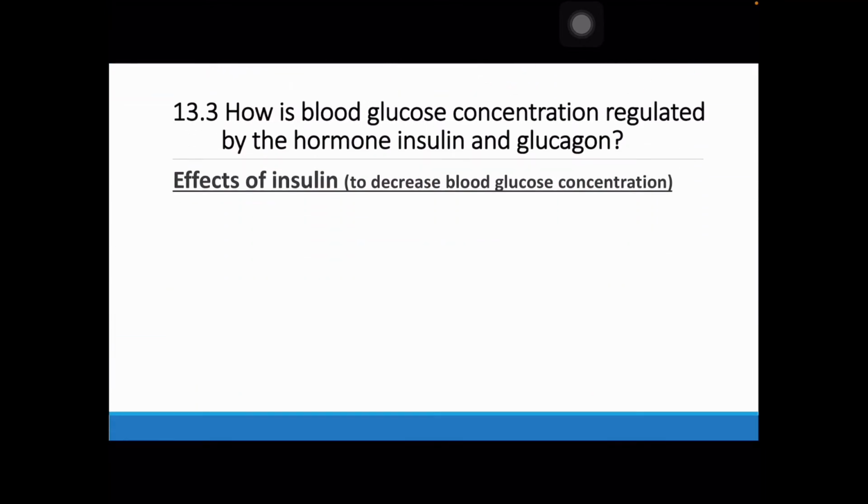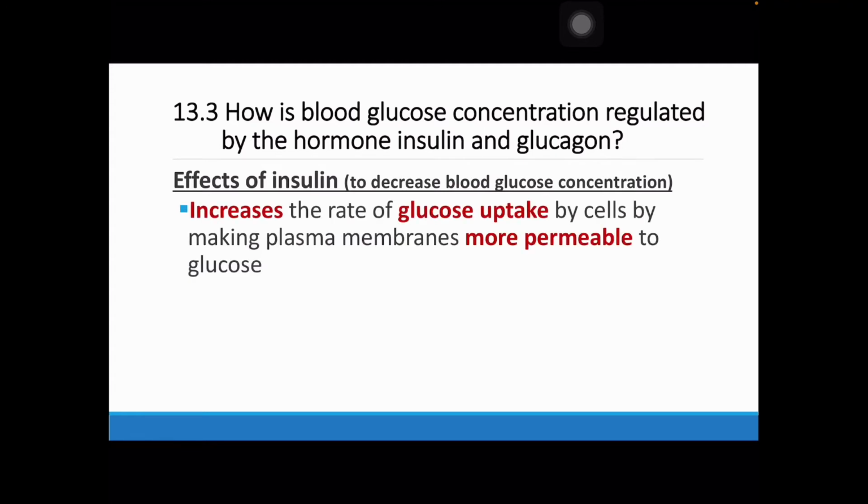So let us look at insulin first. Now, insulin, the purpose is to actually decrease blood glucose concentration. So what we must ask ourselves is, when will insulin be released out from the islets of Langerhans? Now, it must be when the blood glucose concentration is too high, higher than normal, and there's a need for you to decrease it back to where it is. So what insulin does is that it actually increases the rate of glucose uptake by cells by making the plasma membranes more permeable to glucose.